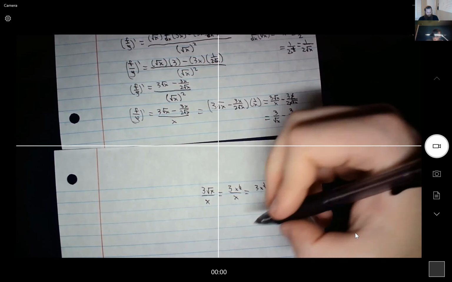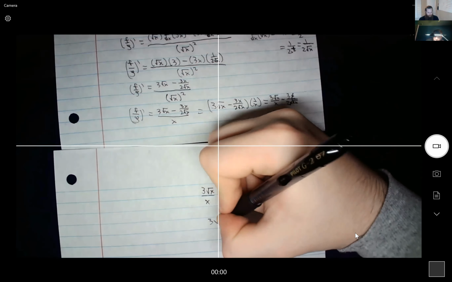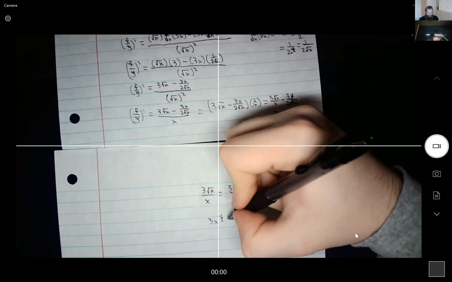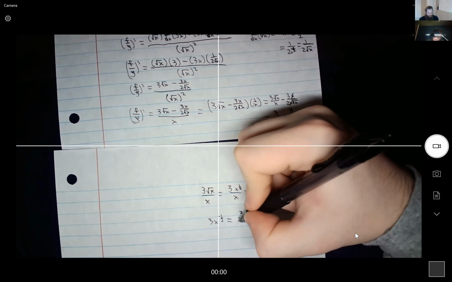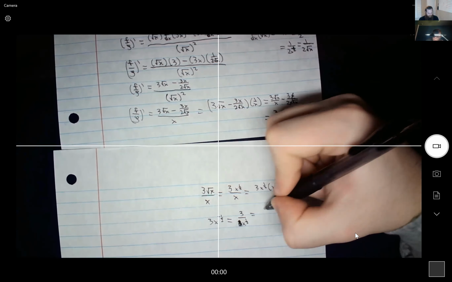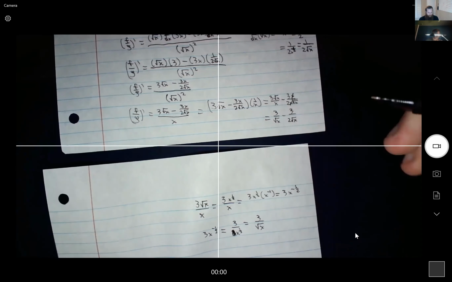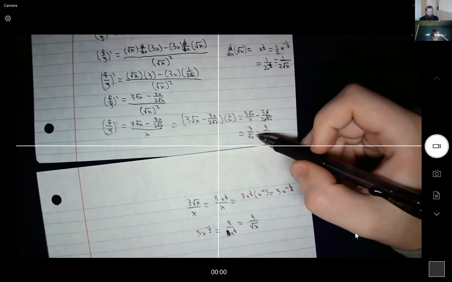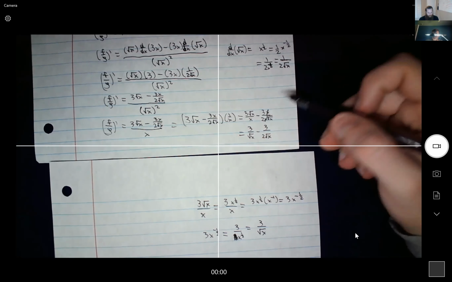So now with that, 3x to the -1/2, the x goes down, x to the 1/2, which equals 3 over x, like that. And then for this one, it's just the x cancel.